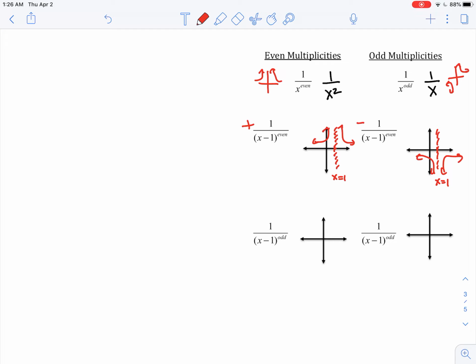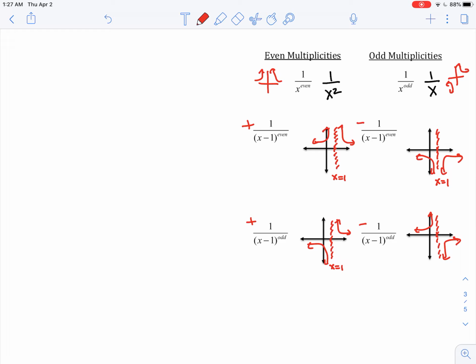Versus if we had over here a 1 over x minus 1 odd with a positive coefficient around that vertical asymptote of x equal to 1, we're going to be looking like a positive 1 over x graph, which would look something along the lines of that. If it is a negative coefficient, 1 over x minus 1 odd, it's going to look like a negative 1 over x, or a reflected 1 over x, which is flipped over, and if you think of that as your quadrants 2 and 4, if you will.